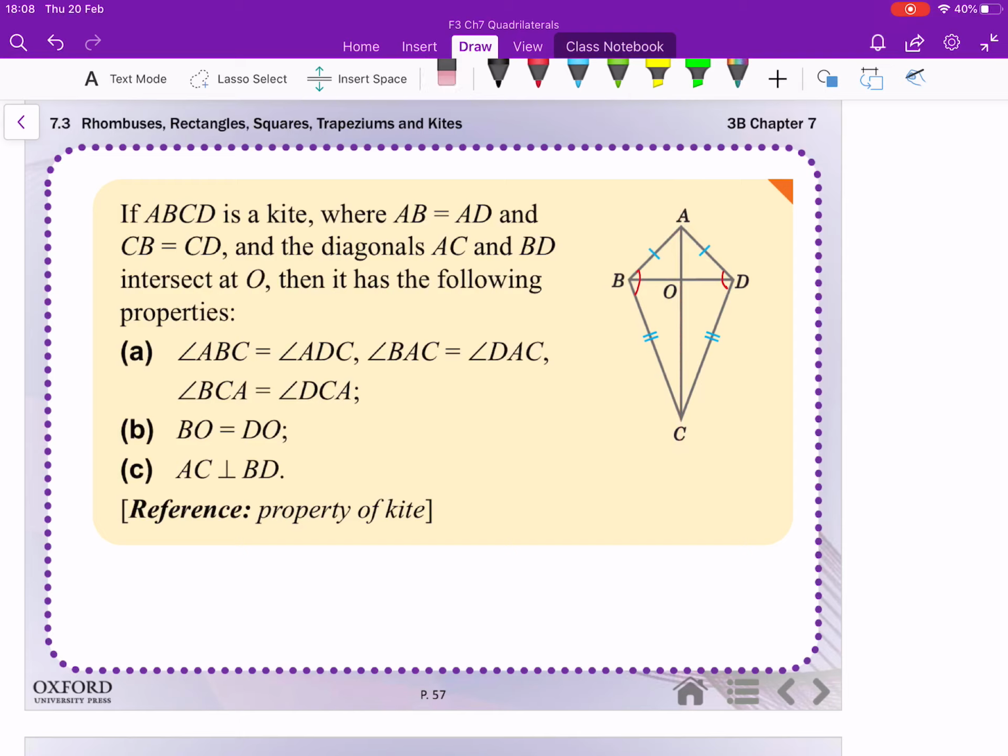Okay, for the first property, these two angles are the same, and also these two are the same, and also these two are the same. This is the first part. And the second part, OB equals OD. For the two diagonals, only this one is bisected by AC. And the third one, the two diagonals are perpendicular to each other also. And for the above three results, you may use the properties of a kite to explain it.